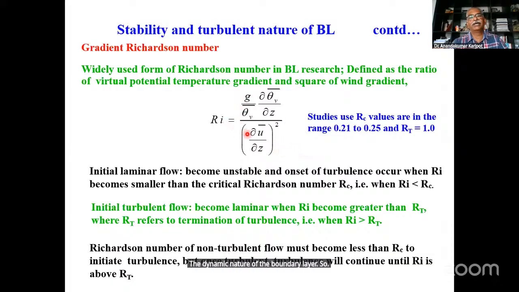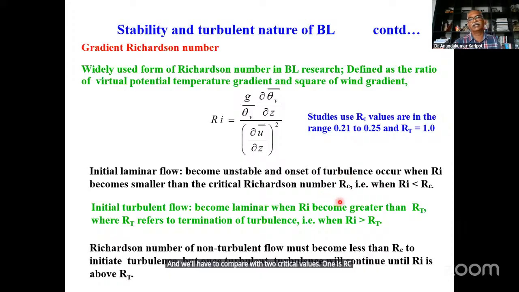If you get a negative value for this Richardson number, that means it is an unstable situation. That means potential temperature is decreasing with height. Usually, unstable situations are dynamically unstable, that means it is turbulent. But if you get a positive value, that means potential temperature is increasing with height. Whether it is turbulent or not depends on what value we get when we calculate the Richardson number, and we will have to compare with two critical values.